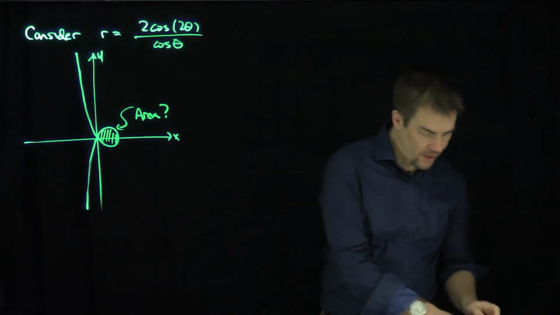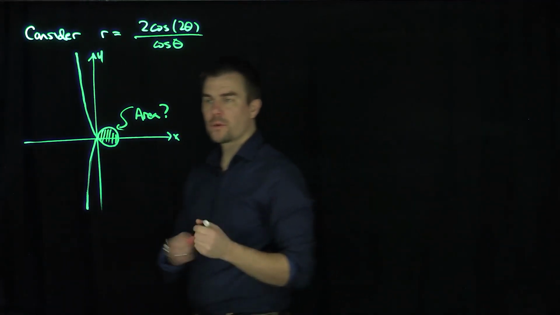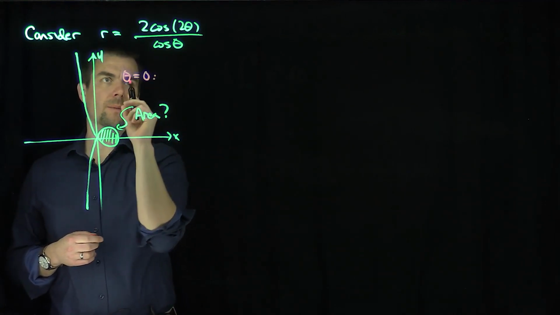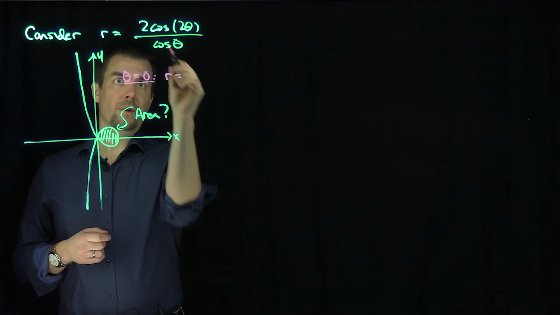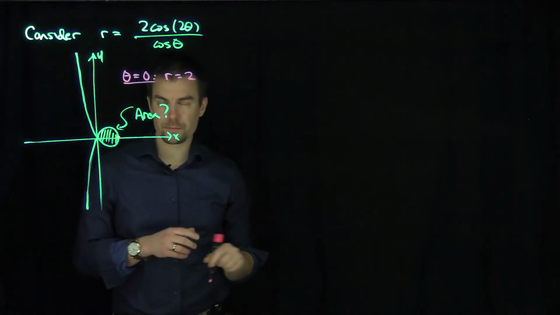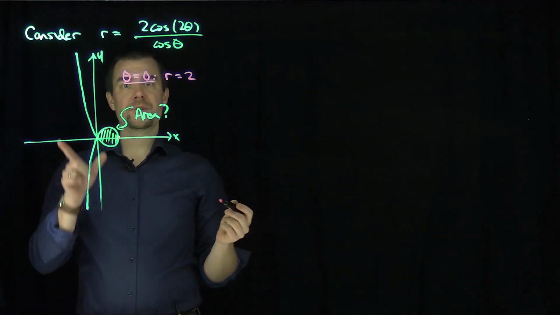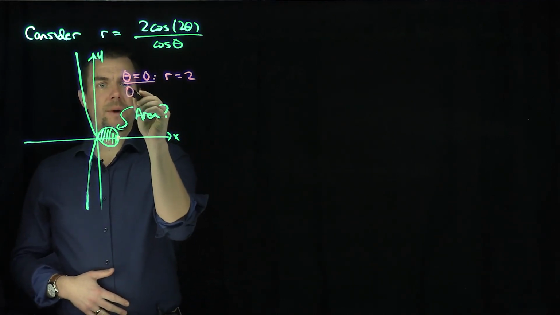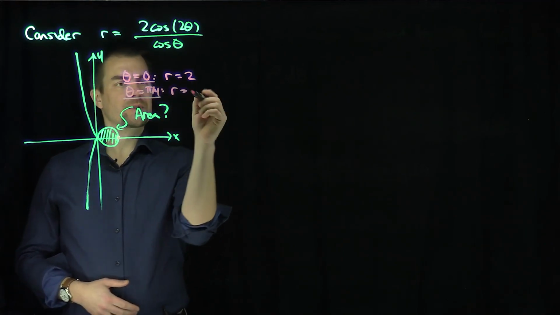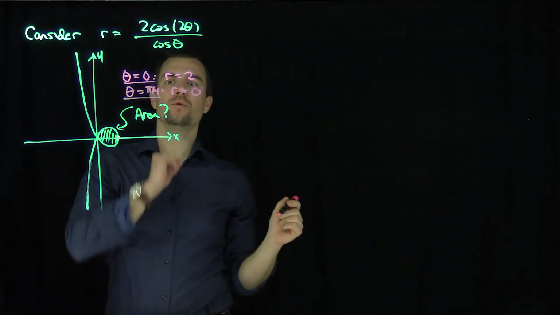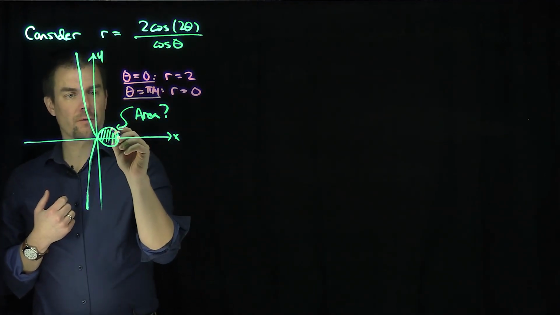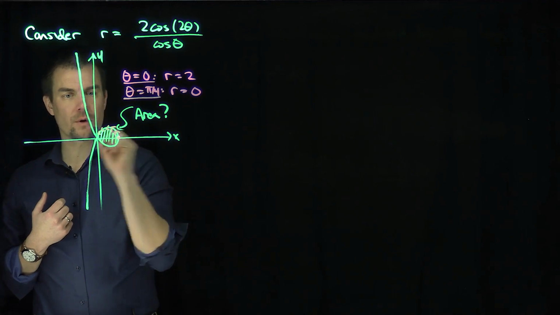Inside that loop, I need to figure out the limits of that loop. So we note that when we plug in theta equals 0 to this problem, r is going to become 2. So this curve is going to start way over here at the point 2. And then as theta goes from 0 to pi over 4, r becomes 0 because 2 times pi over 4 is pi over 2, and the cosine of pi over 2 is equal to 0.